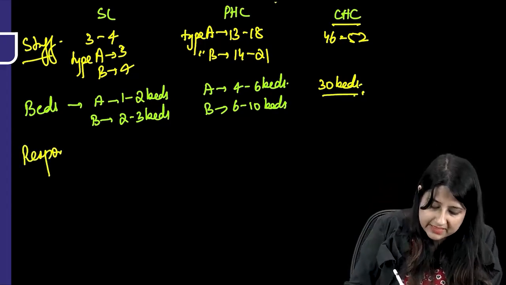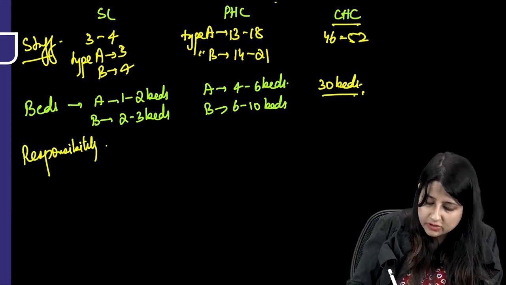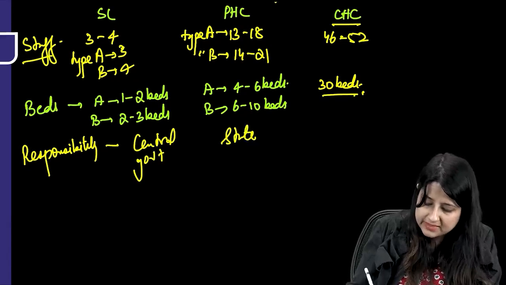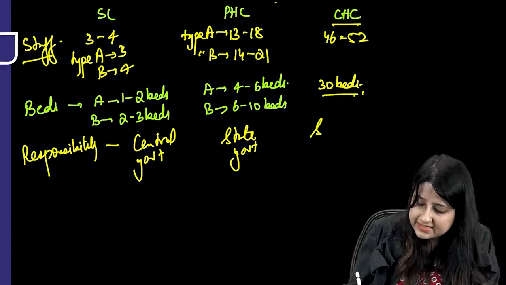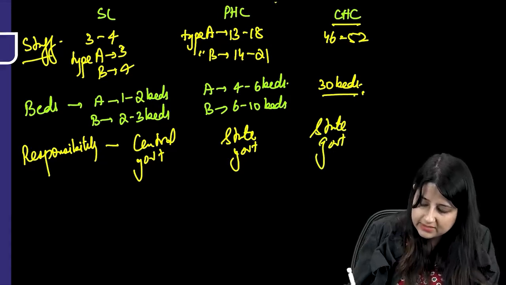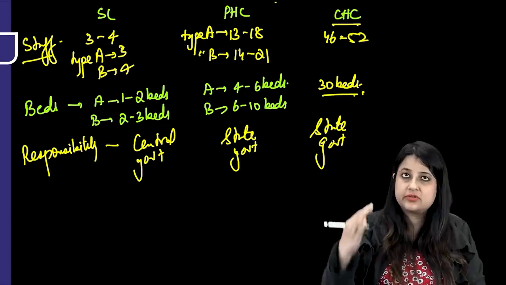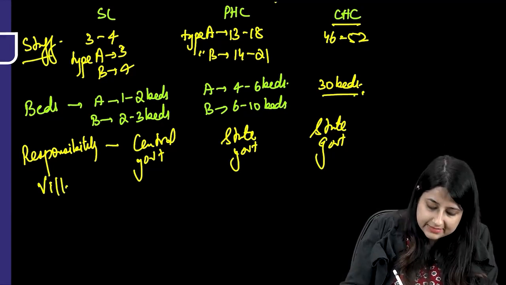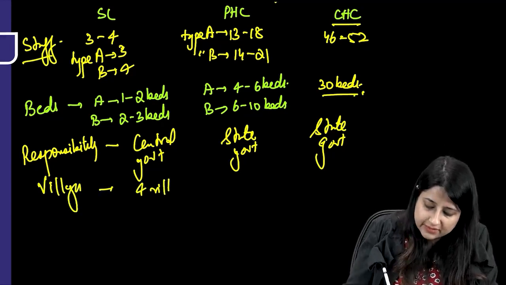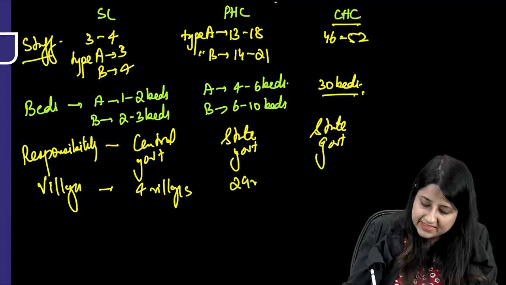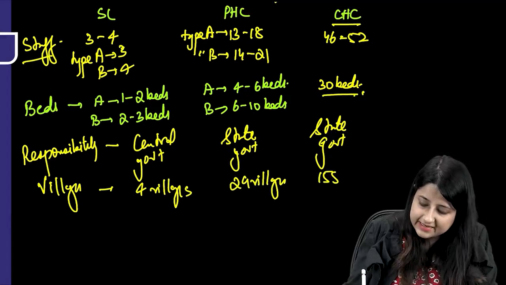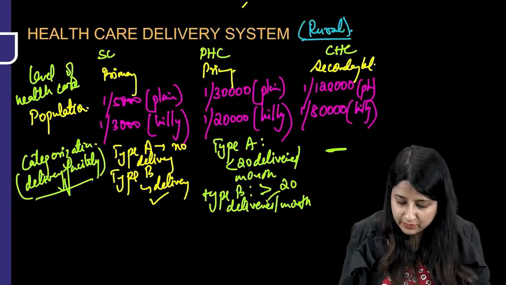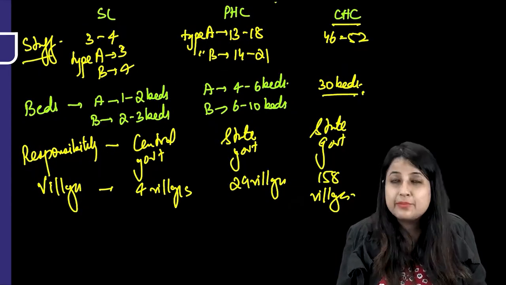Now, whose responsibility is it to manage a subcenter? Responsibility lies with the central government. What about PHC? The responsibility lies with the state government. And CHC, again, the responsibility lies with the state government. Okay, so that is the distribution which you must know, the comparison between subcenter, PHC, CHC. Villages: a subcenter can supervise 4 villages, a PHC 29 villages, and a CHC 158 villages.